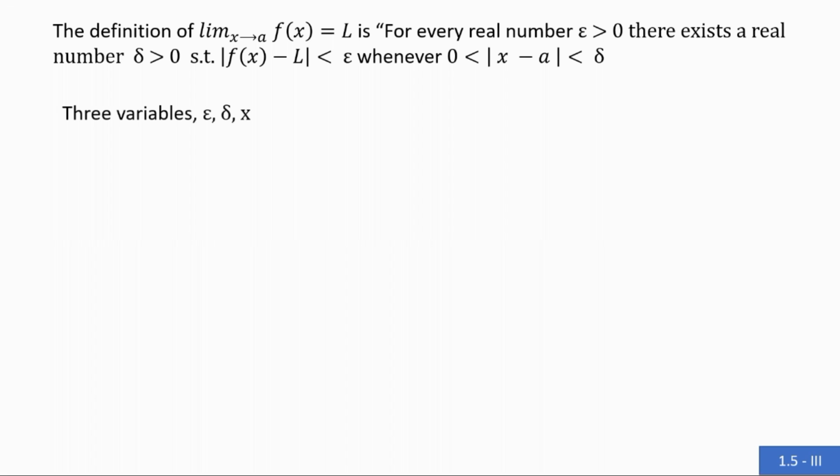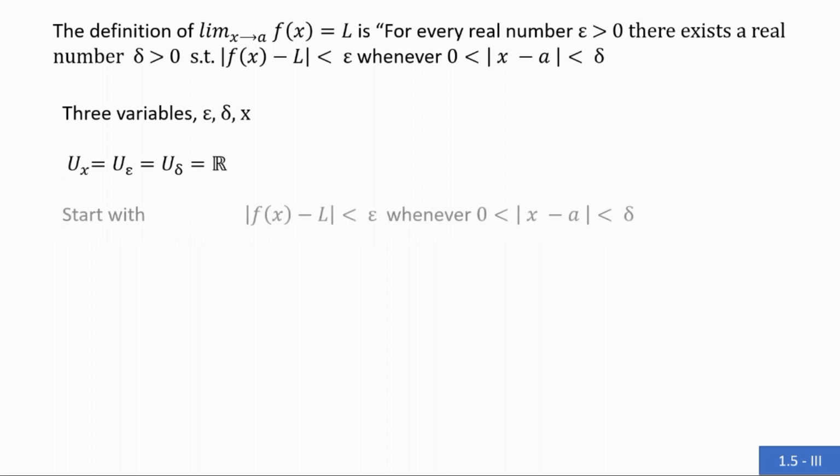So in this case, there are three variables to talk about: epsilon, delta, and x. All of them are real numbers. So let's take this one step at a time when we go to symbolize it. We're going to start with this statement that the absolute value of f(x) minus L is less than epsilon when the absolute value of x minus a is between 0 and delta.